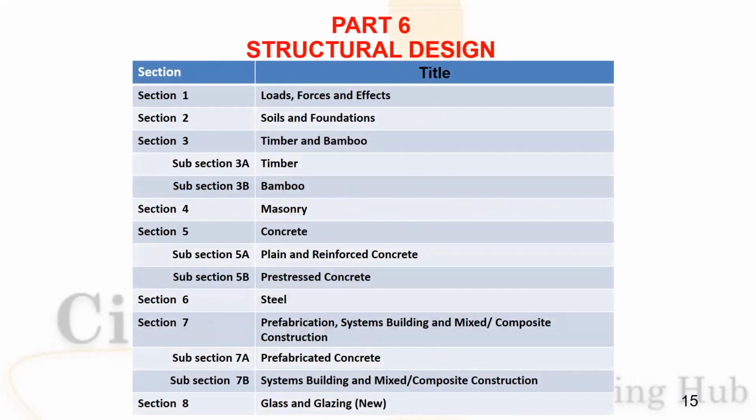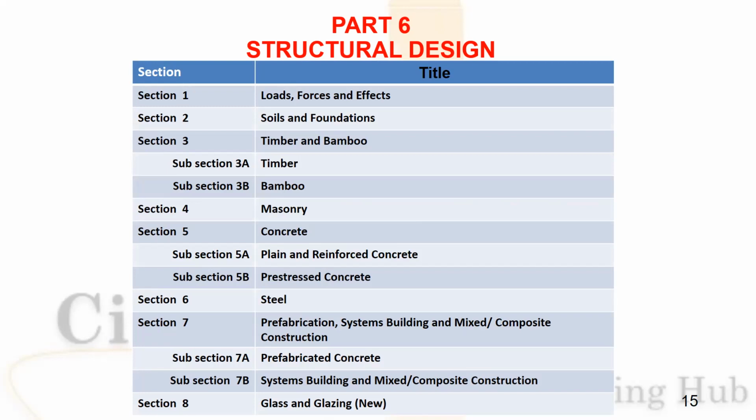Structural design. Section 1. This is NBC Part 6. Loads, forces, and effects. Section 2, soils and foundation. Section 3, timber and bamboo. 3A, timber. 3B, bamboo. Section 4 talks about masonry. Section 5 talks about concreting. Subsection 5A talks about plain and reinforced concrete. Section 5B, pre-stressed concreting. Section 6, steel.